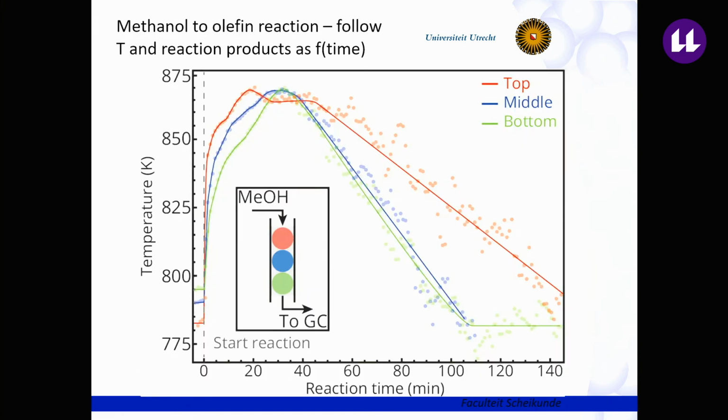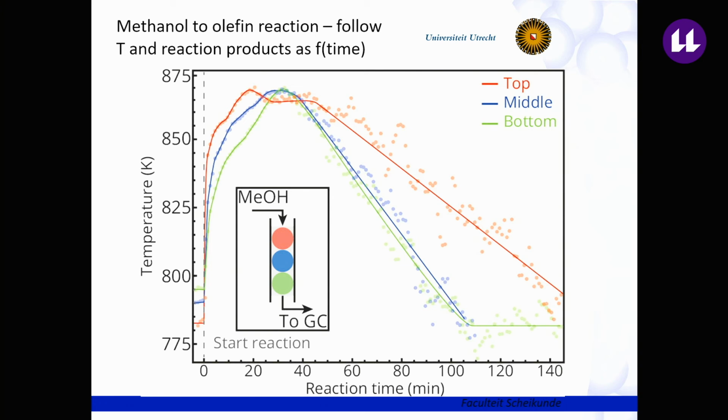And then this is what you see. At the top you see a fast rise when you do this methanol to olefin reaction, polymerization reaction. It is an exothermic reaction. The temperature rises very quickly at the top, and then it falls off, but it always stays warmer than in the middle and the bottom, because there the temperature goes up slower, and then the catalyst spoils, and the reaction is not as effective anymore in the middle and the bottom.